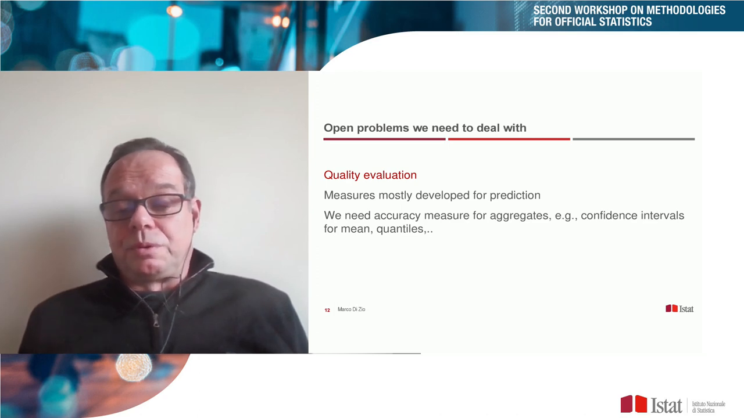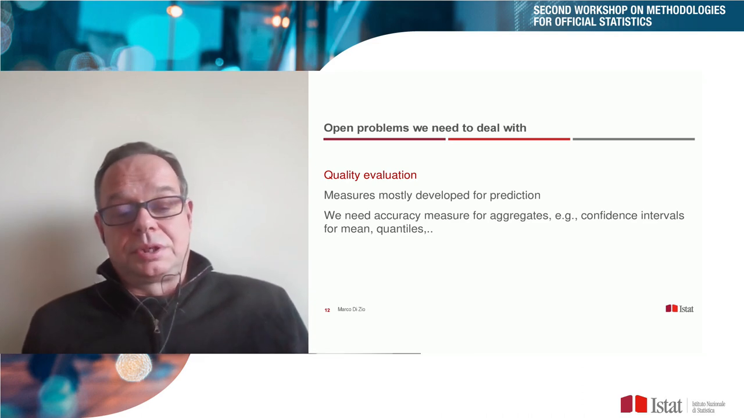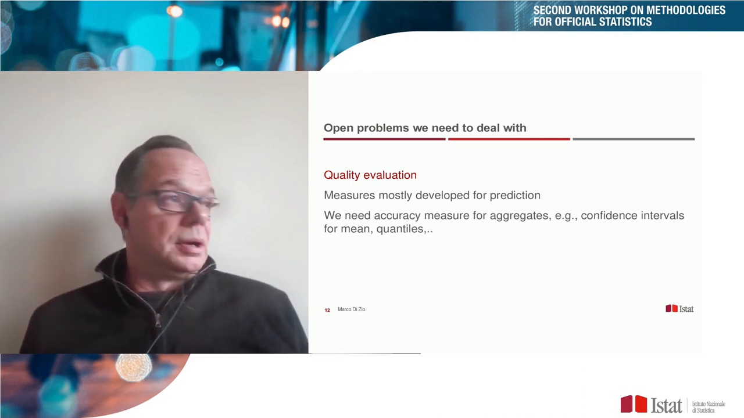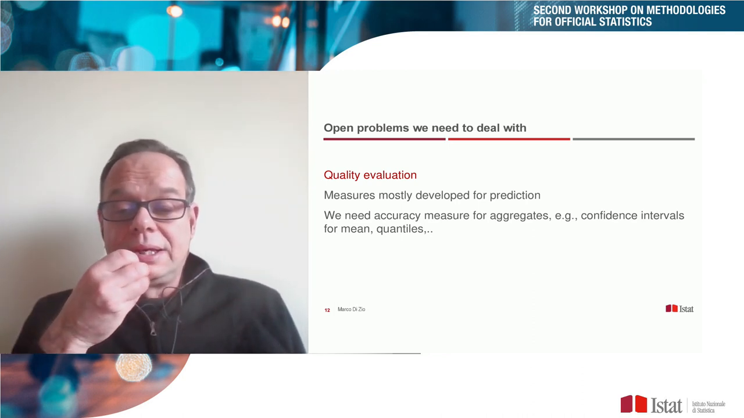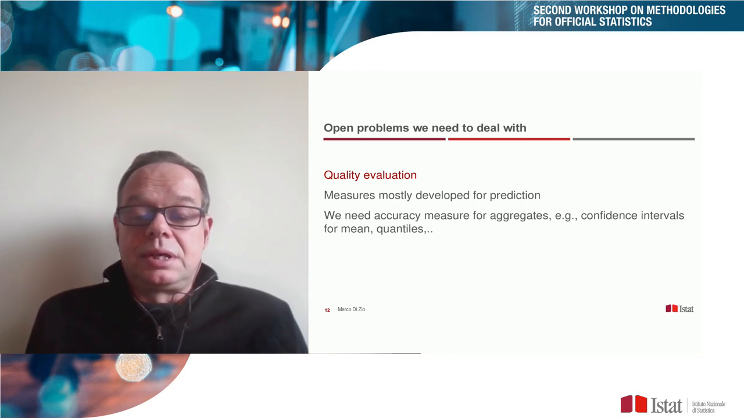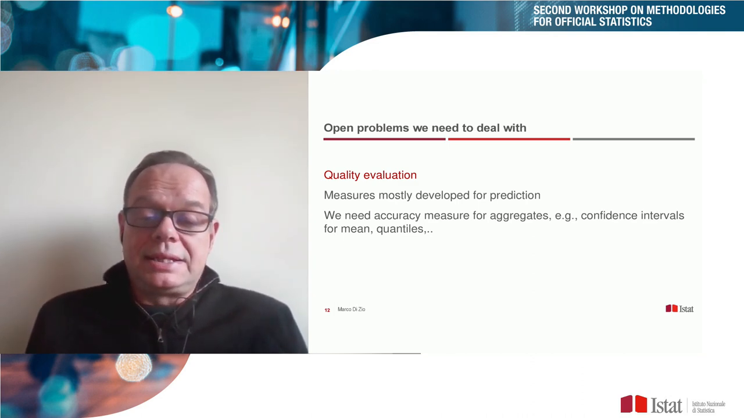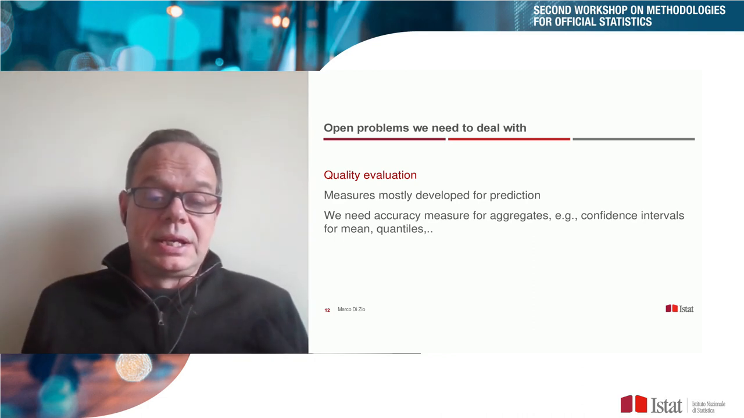Measures developed for machine learning are mainly for prediction. So you said clearly that the problem of mean square error of prediction is different from the mean square error of an estimator. As a statistical institute, we need to give aggregates for which we have measured accuracy. For instance, we need to provide confidence intervals for means, quantiles, or whatever. So that's another problem we have just seen.